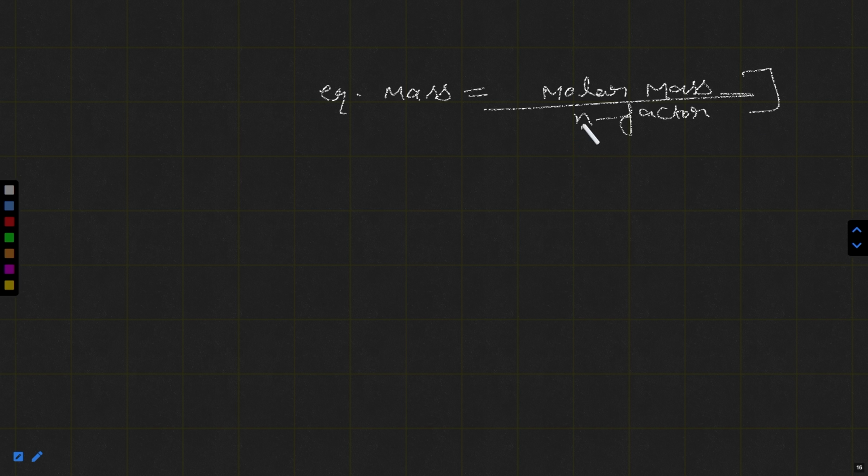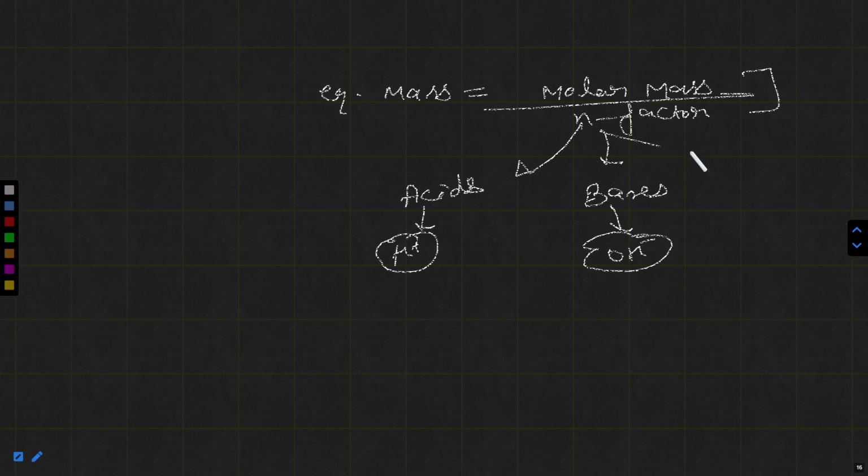and n factor is nothing. For acids, it is the replaceable H, it is the number of replaceable H positive ions. For bases, it is the number of replaceable OH negative ions. For salts, it is the valency of higher valency of cation or anion, right? It depends on cation or anion. That will be the equivalent mass.